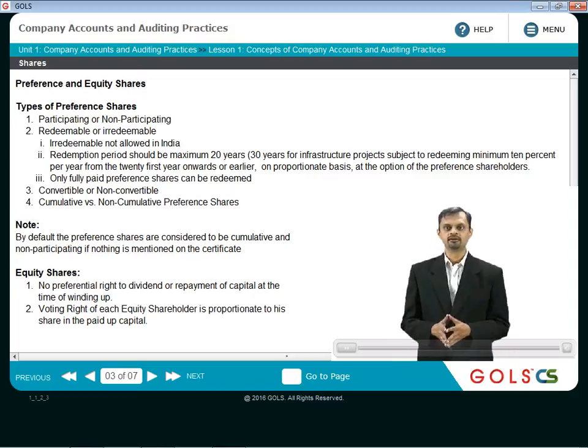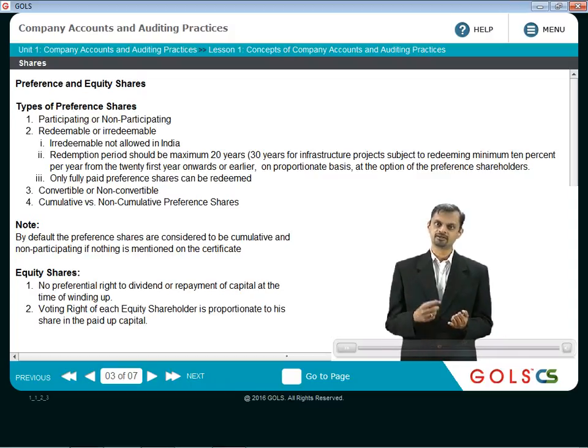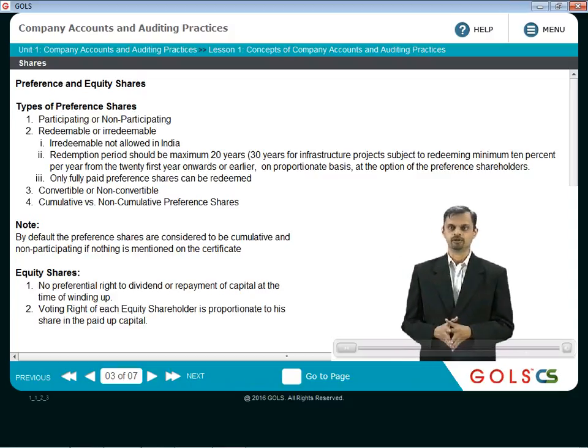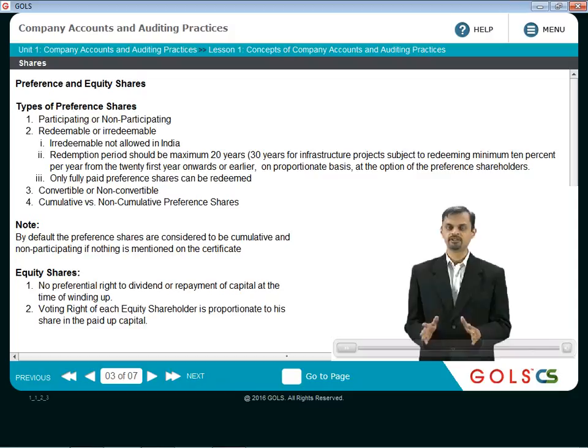Now by default in India, the preference shares are considered to be cumulative and non-participating if nothing is mentioned specifically in the terms of the preference shares. So by default it is assumed to be a cumulative preference share. What it means is that the right of dividend does not lapse, it gets accumulated. And then by default these preference shares are non-participating. That means in the leftover profit after the fixed preference dividend is paid, the preference shareholders will not have any right to claim the dividend out of the remaining profit. So only then the equity shareholders will have a right to get the dividend. So that is the scenario in India.